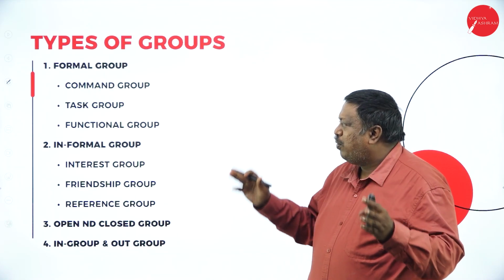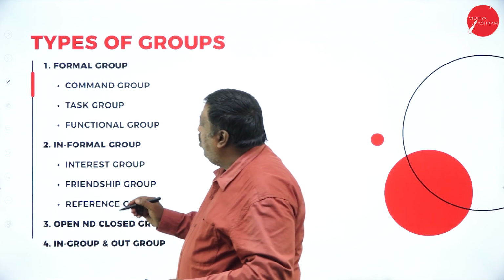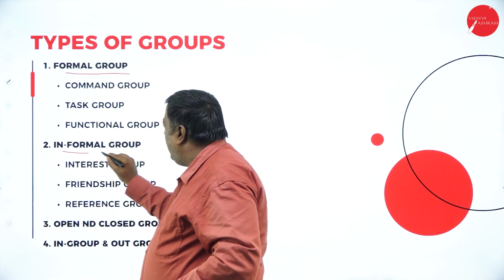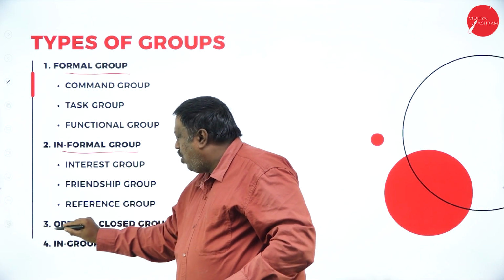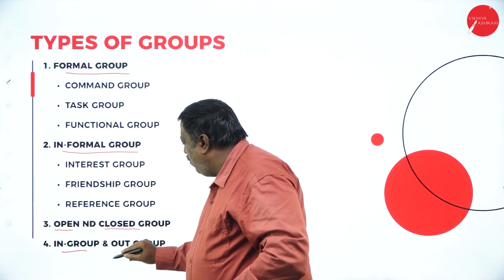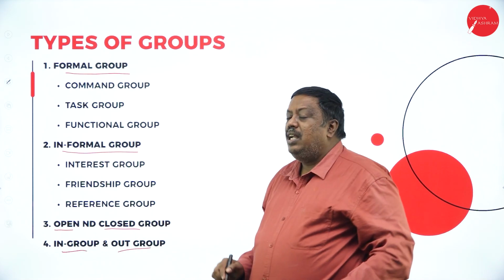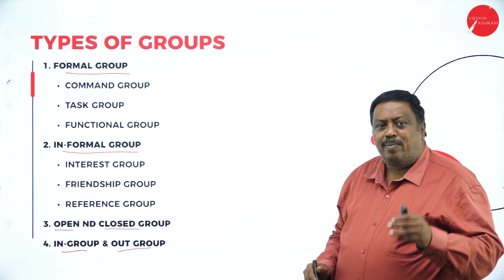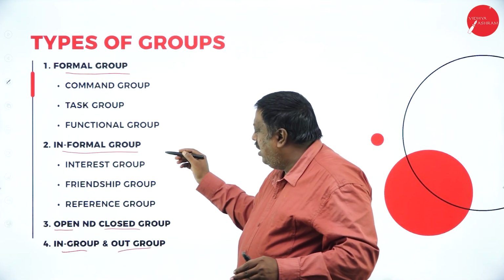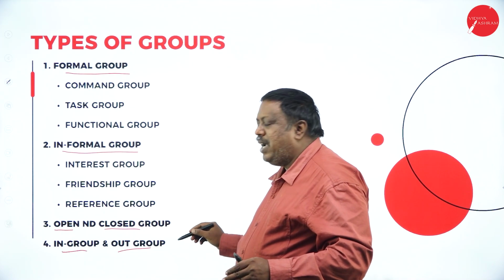The types of groups: we have four types of groups. The first one is called the formal group. The second one is called the informal group. The third one is called open and closed groups. And the last one is in-group and out-group. So in general, we normally have four groups: formal, informal, open and closed, in-group and out-group.